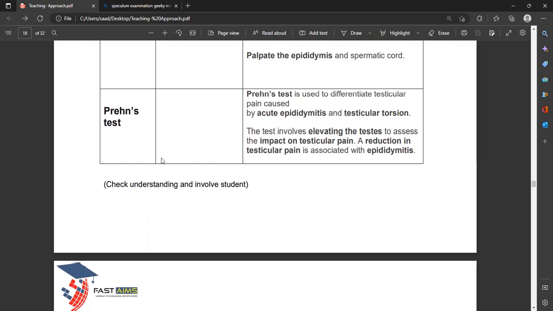Okay, so when you will be performing this testicular examination, you will almost take 8 minutes, because you have to perform both sides separately and palpate, then first inspection, then palpate, then you will be checking understanding, involving the patient, doing the Brand test and cremasteric reflex, then 8 minutes will be gone.